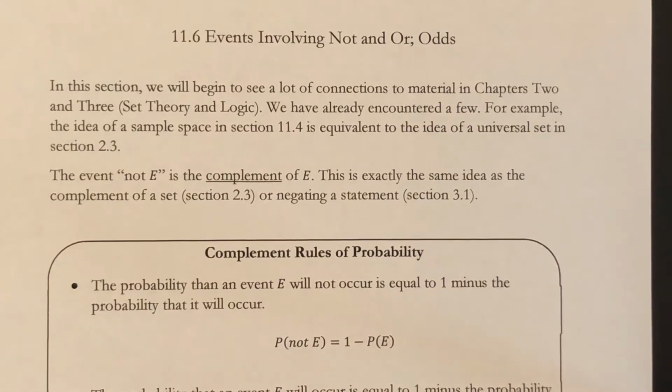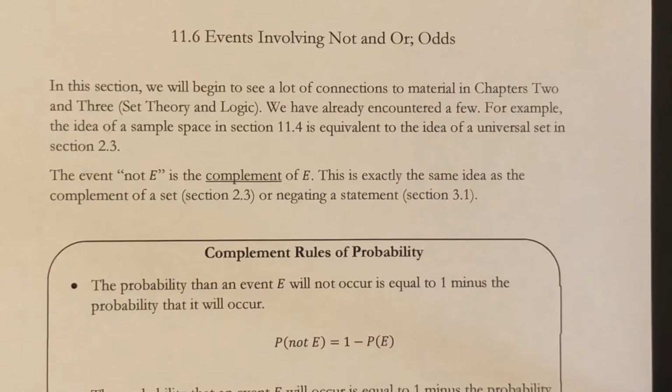This is section 11.6, events involving not and or, and then odds. This section is fairly long because there are a bunch of small little topics in it, and I've made sure that I've worked a lot of examples for you. So be prepared here, okay?